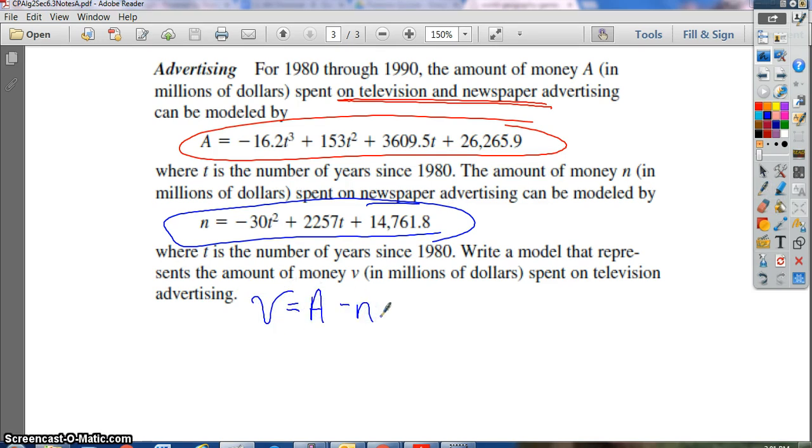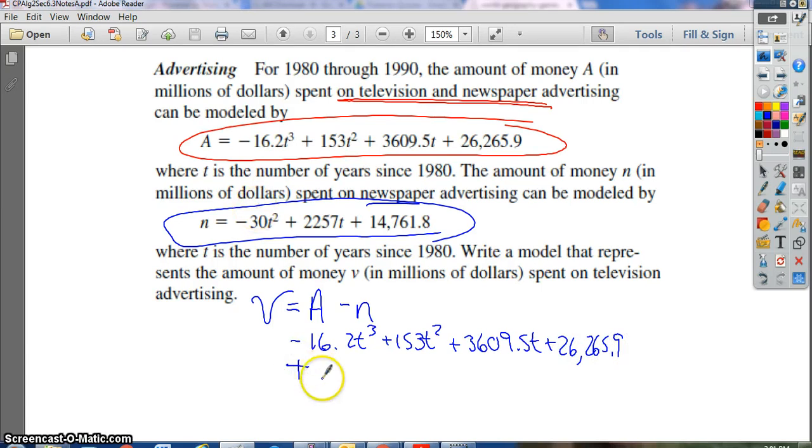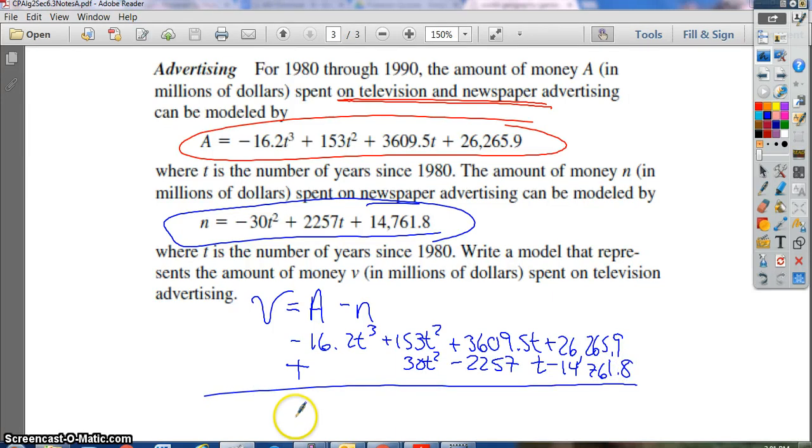So, to do that, I'm going to do negative 16.2t cubed plus 153t squared plus 3609.5t plus 26265.9 minus all of this. So that would become 30, and I'll put it under this one, 30t squared. This is now minus 2257t and minus 14761.8.